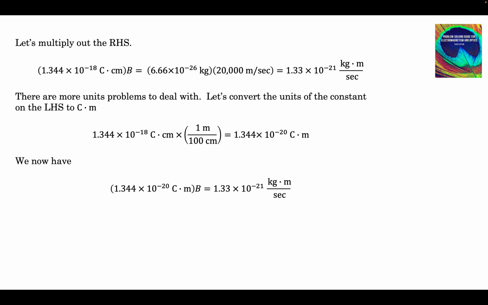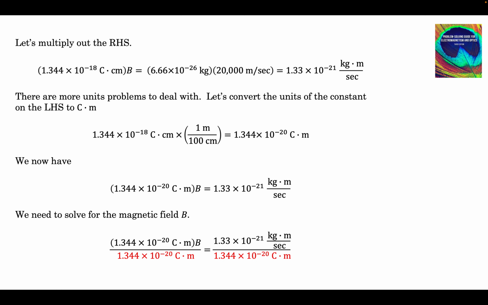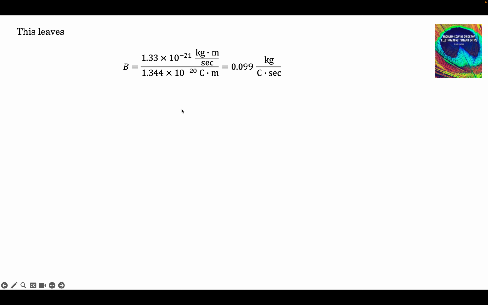We're going to solve for B by dividing both sides by its coefficient, 1.344 times 10 to the minus 20th coulombs meters, like that. Now we have B by itself, which is the goal. There it is. And we can push the buttons on the calculator, and we get 0.099 kilogram per coulomb second.